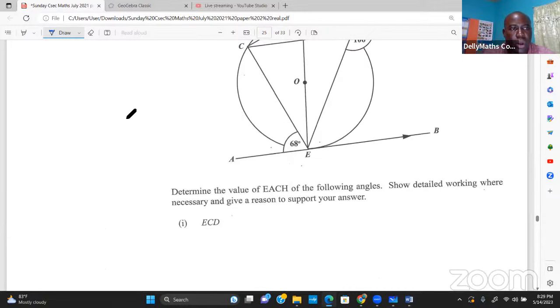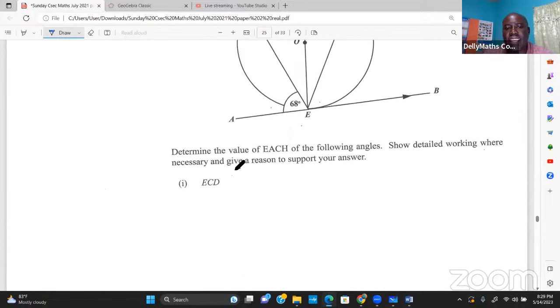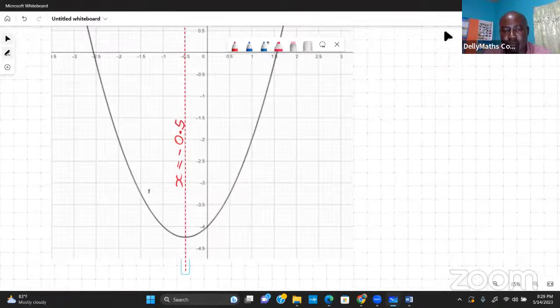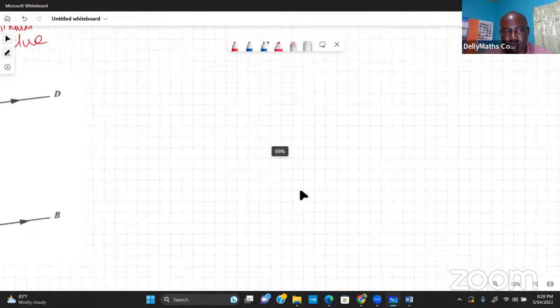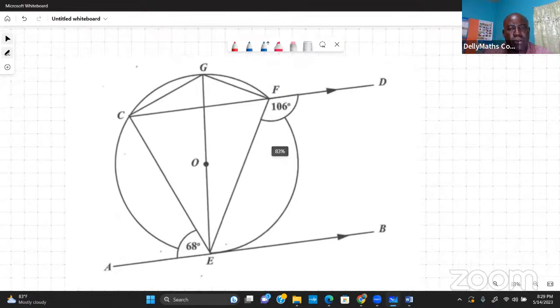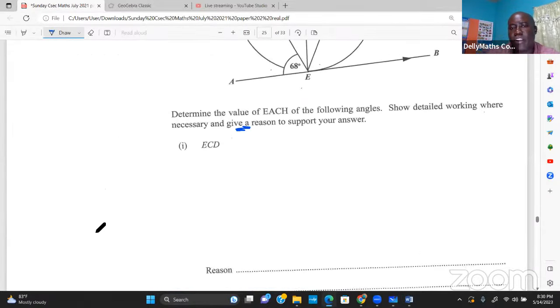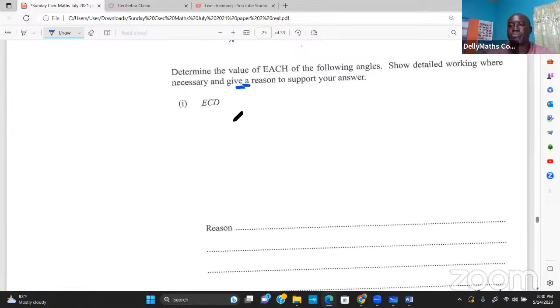And we want to show working where necessary and give a reason. Singular, reason. Right. Let me go for the diagram. All right, I have the diagram here so we can play around with it. Let's go back to the question. So the first thing we want to do here is determine the value of each of these and give a reason.